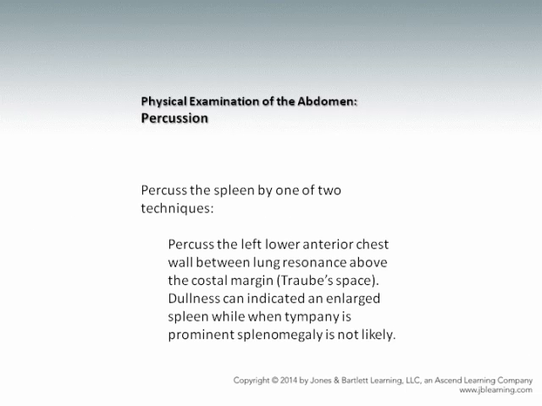Physical exam of the abdomen and percussion. To percuss the spleen, there are two different ways you can do it. One, you can percuss the left lower anterior chest wall between the lung resonance above the costal margin. Dullness indicates a large spleen, while tympany is usually prominent and means that the spleen is fine.